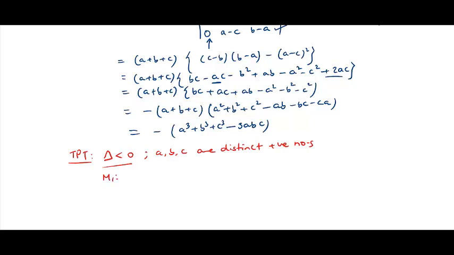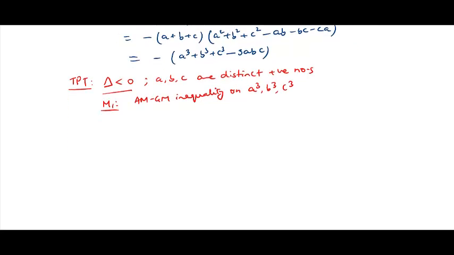The first method is obviously we can apply AM-GM inequality. We can apply AM-GM inequality on the three numbers a cube, b cube, c cube. So what this AM-GM inequality suggests is, for positive numbers, AM should be greater than or equal to GM, and if all numbers are equal, then AM should be equal to GM. This is the AM-GM inequality for positive real numbers, right?